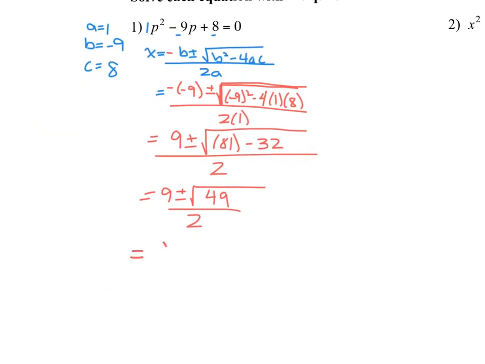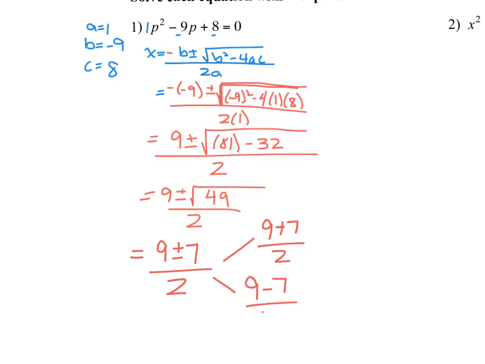Lastly, square root of 49 is 7, and our answers become 9 plus 7 over 2, or 9 minus 7 over 2. So one answer is 1, and one answer is 8.